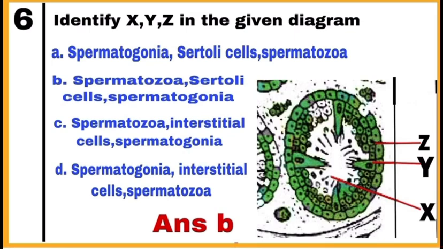Question 6. Identify X, Y and Z respectively in the given diagram. The given diagram is of a sectional view of seminiferous tubules where X are spermatozoa, Y Sertoli cells and Z spermatogonia. So here mark B as the correct answer.